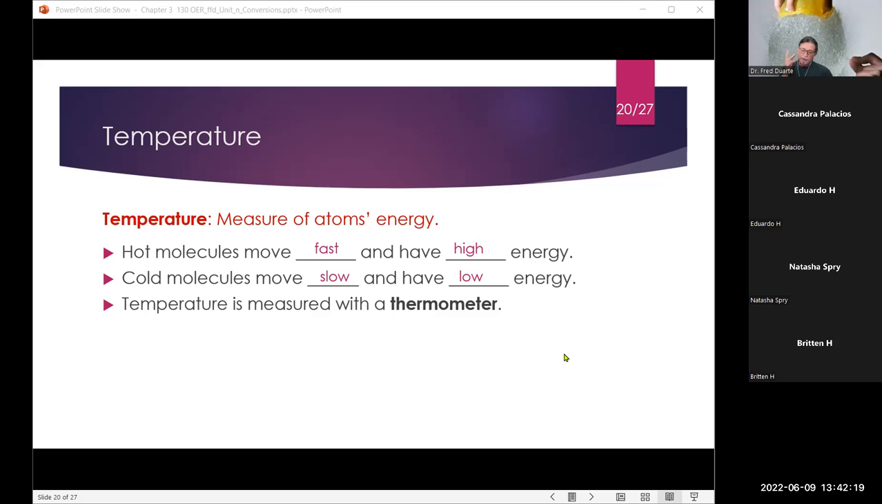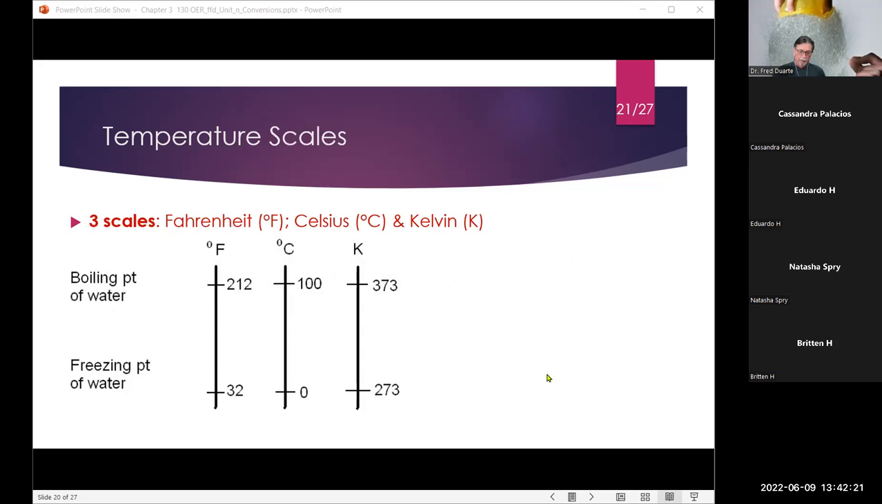All right, so temperature, as we know, is measured with a thermometer. And we have 3 scales. The first scale, obviously, is the English unit, the Fahrenheit. And then the metric unit scale is the Celsius. But there's a third scale, a scale that we use in science a lot.